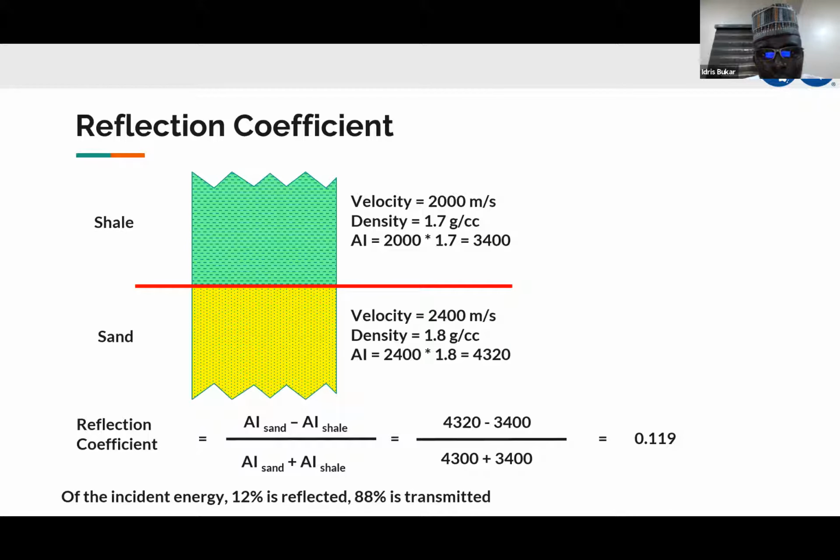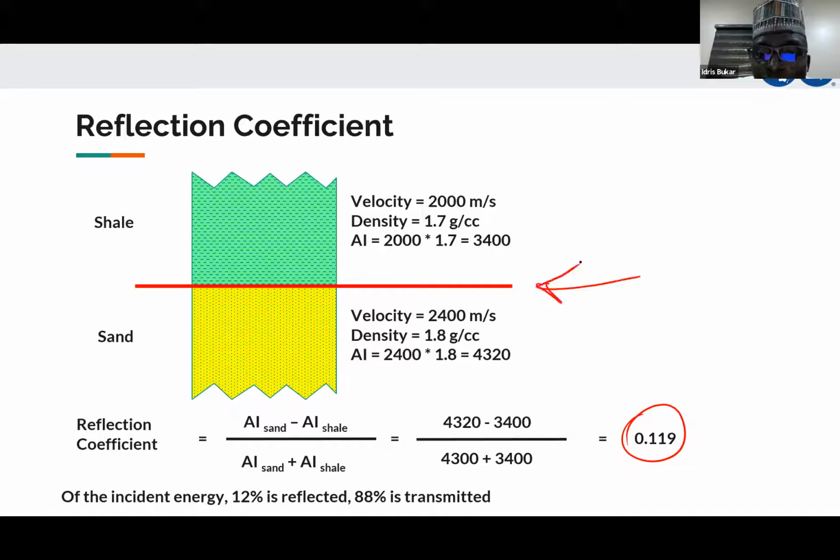So this is an example, for instance, right? We have a shale at the top, a sandstone at the bottom, and each layer has its own values of density and velocity, and you have AI calculated here. So if we put all of that into this equation, this is what we are going to get. Now, the unit does not matter really, whether the density is in gram per cm cubed or the velocity is in meters per second. As long as this is the calculation you're doing, they would all cancel out, so you still get the same answer. So if we do AI sand minus AI shale over AI sand plus AI shale, we end up getting this value here, which is the reflection coefficient at that interface.